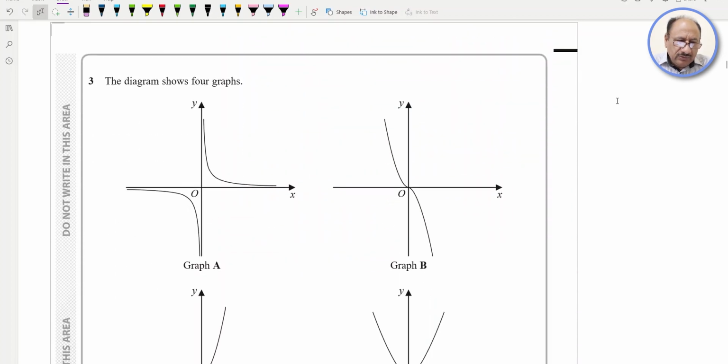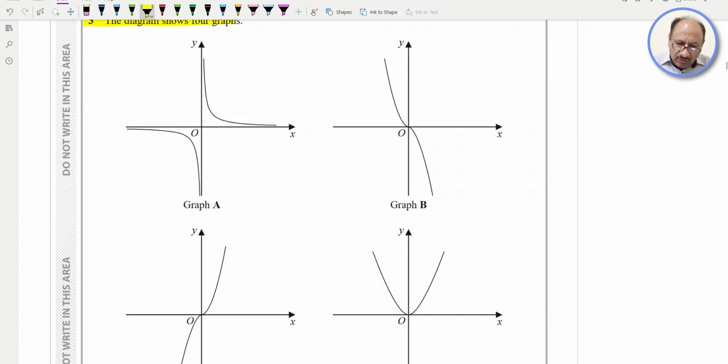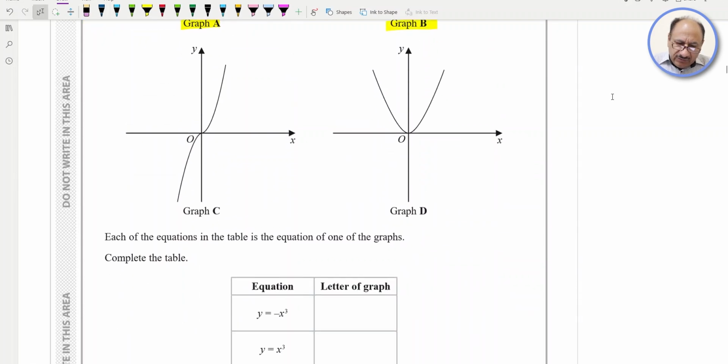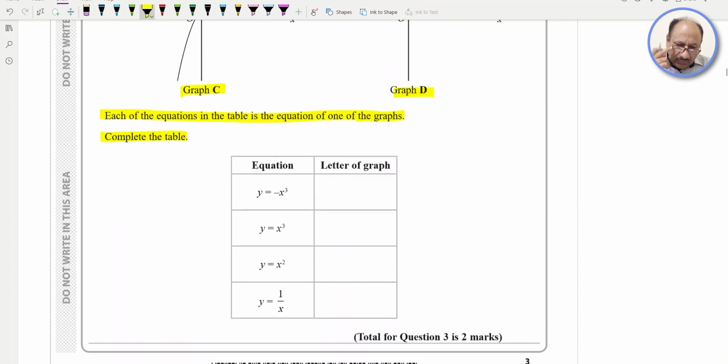Now question number 3. It says the diagram shows the graphs, and these are the graphs shown: graph A, graph B, graph C and D, and each of the equations in the table is the equation of one of the graphs. They have provided us the equations in this table. These are the equations. 4 equations are provided, and later we have to complete this table for the graphs.